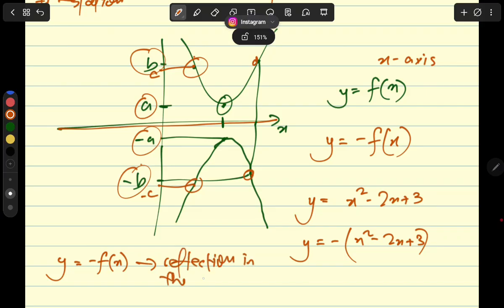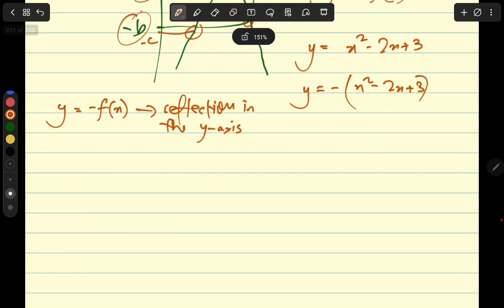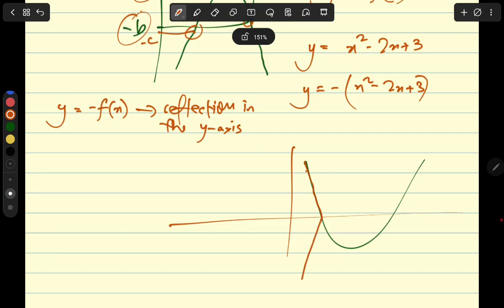So y equals negative f(x) is nothing but reflection in the x-axis, and it does not just make the positive values into negative, it also converts the negative values into positive. So for example, if your graph was something like this, then all these values are going to become negative. 0 stays 0, this becomes negative, 0 becomes 0, and this part, this yellow part which was under the curve, which was negative, is now going to become positive. So the graph is going to get flipped completely.